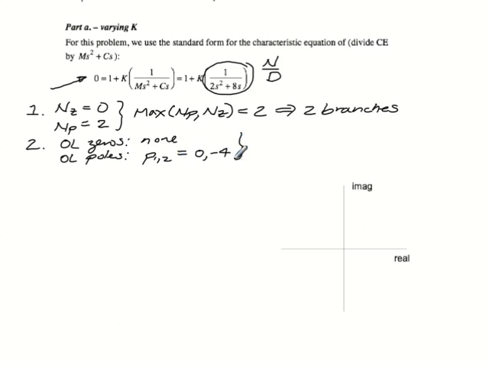So if we go back and look at the rules that we have, where we know that we start at our poles, so our root locus plots are going to start at P1 and P2 for K equal to 0. And they're going to end at our open loop zeros. Since we have none, that means that they both end up at infinity.